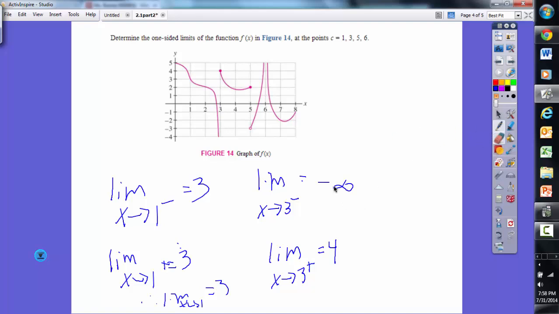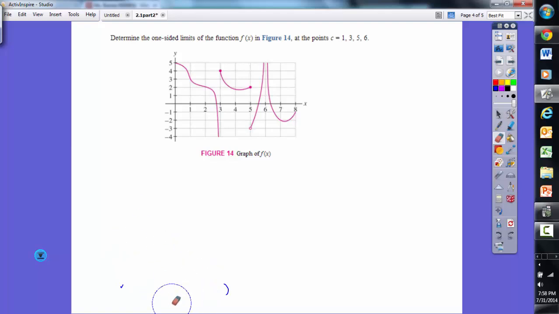Let's try 5 and 6. I'm not going to write these down, I'm just going to talk about them. The limit as x approaches 5 from the left: start over here, get closer and closer to 5. The limit as x approaches 5 from the left is 2, and as x approaches 5 from the right is negative 3. 6: as x approaches 6 from the left, it is infinity. As x approaches 6 from the right, it is infinity. So the limit as x approaches 6 is infinity.